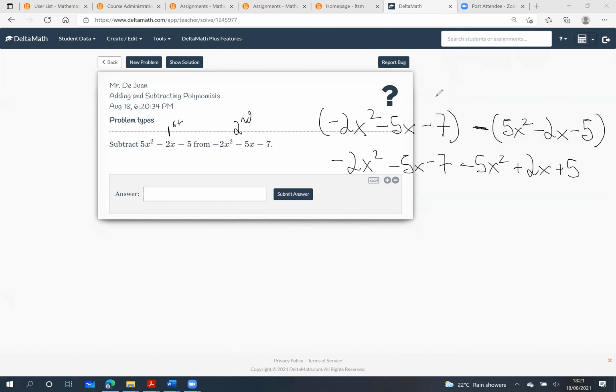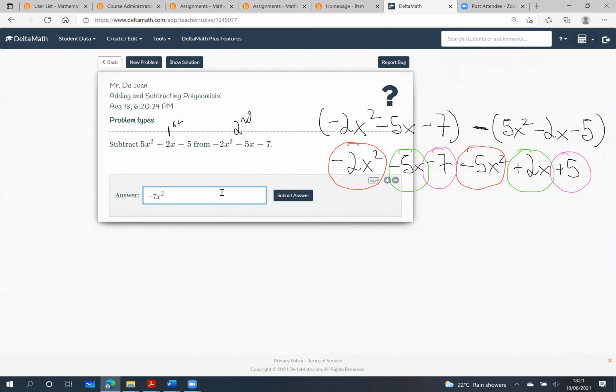Okay. Now we're going to do the same strategy. Circle, circle in one color, circle. Remember, if you're doing this on paper, you can always draw symbols as well. You don't need to do the colors, but you can do symbols as well, right? So negative 2 plus negative 5 is going to give us negative 7x squared. And negative 5 plus 2 is going to give us 3x. And negative 7 plus 5 is going to give us 2.